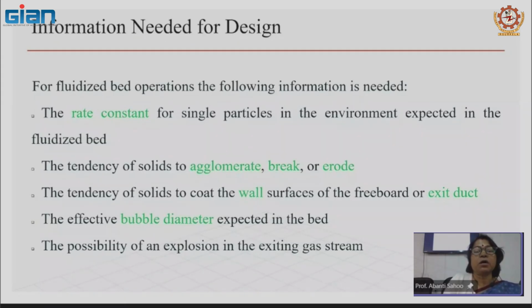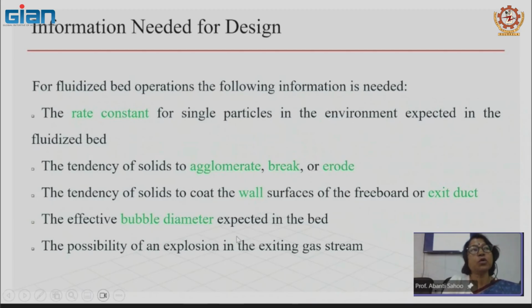The rate constant is required, and we also have to know the tendency of the particles, whether the particles tend to agglomerate, break, or erode the internals. Accordingly, we have to decide what type of fluidization is to be employed. Sometimes solid bed materials may be coated with the fluidizing gas or some other catalytic materials. We also need to know whether the reaction takes place in the freeboard region or in the main bed region. So, some information is required before designing the reactors.